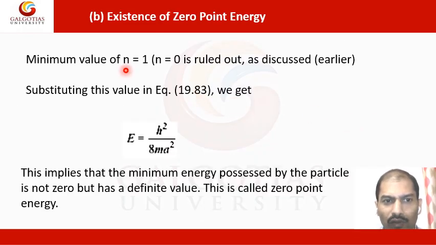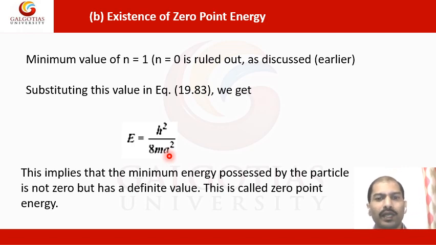So the minimum value of n could be only 1, because for the ground state energy n will be 1. Since n equal to 0 is ruled out, as we discussed during the explanation of the Schrodinger wave equation, substituting the value, we will see n². If you put n equal to 1, then obviously this equation will take the shape h² upon 8ma². So this is also called zero point energy.